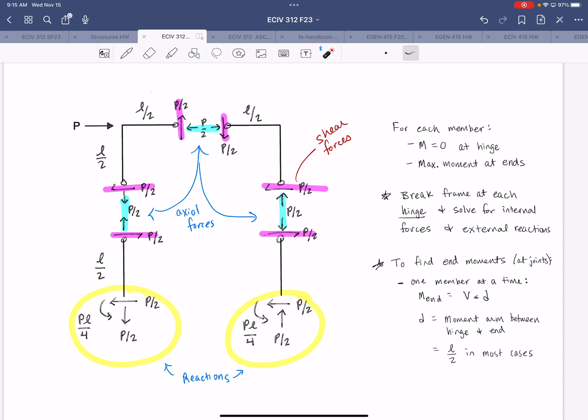All right, so for most cases, that distance is going to be half the length of the member, right? And I say most cases because the exception to that is when you have columns that are pinned at the base instead of fixed. And we'll look at examples of both of those cases later on in this lecture.